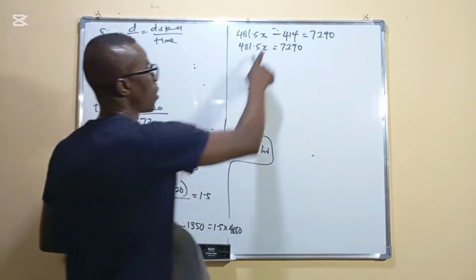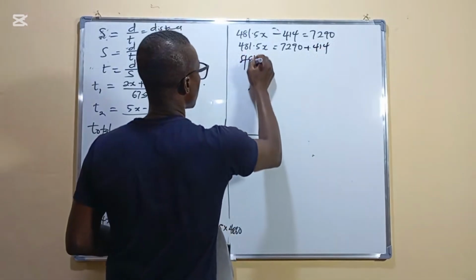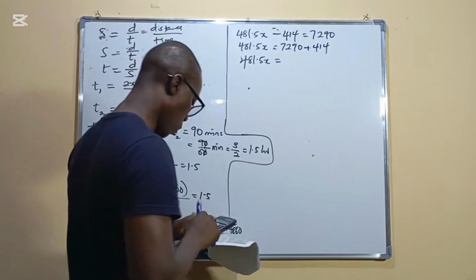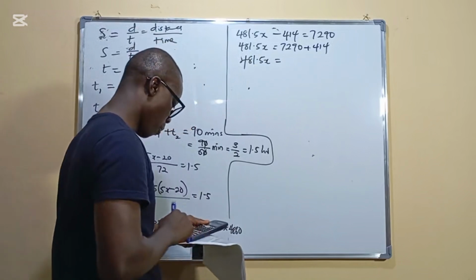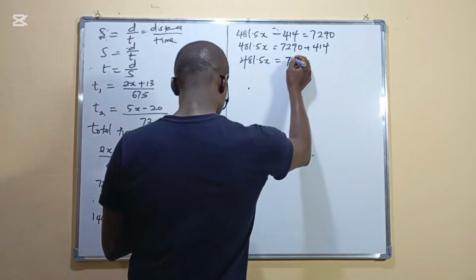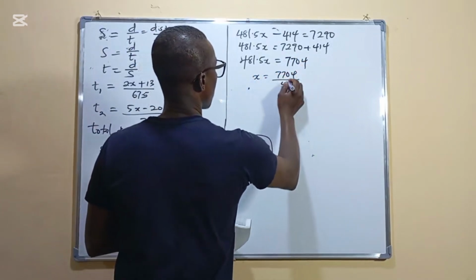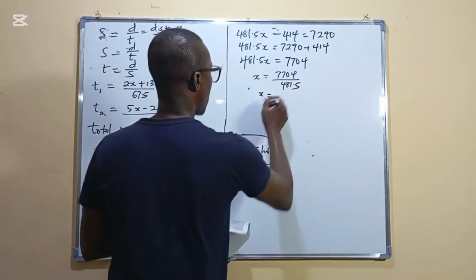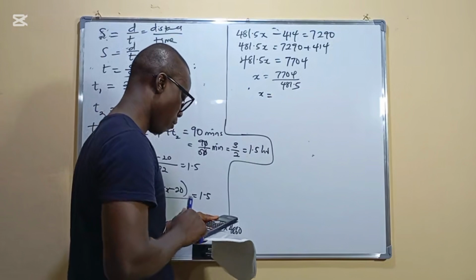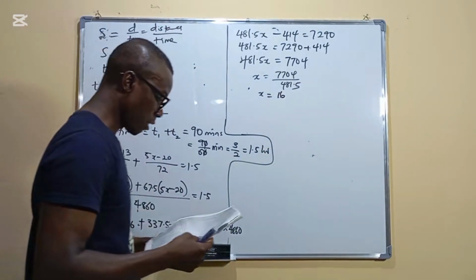Minus 414 moves to the other side and becomes plus 414. So 481.5x will be equal to 7290 plus 414, which is 7704, which makes x to be 7704 divided by 481.5. This will give me 16. So the value of x there is 16.